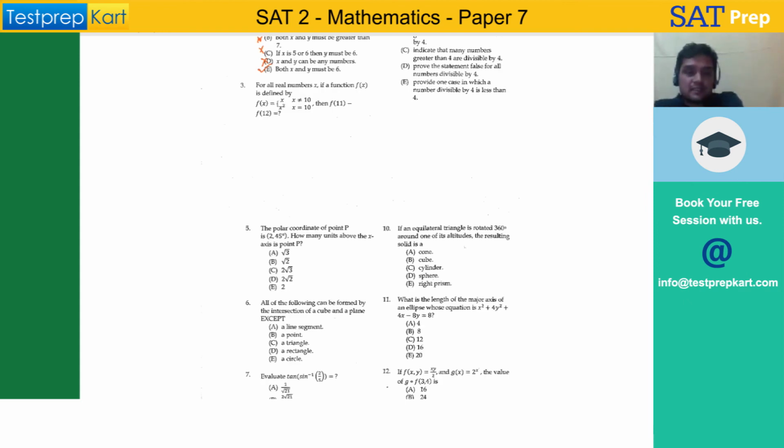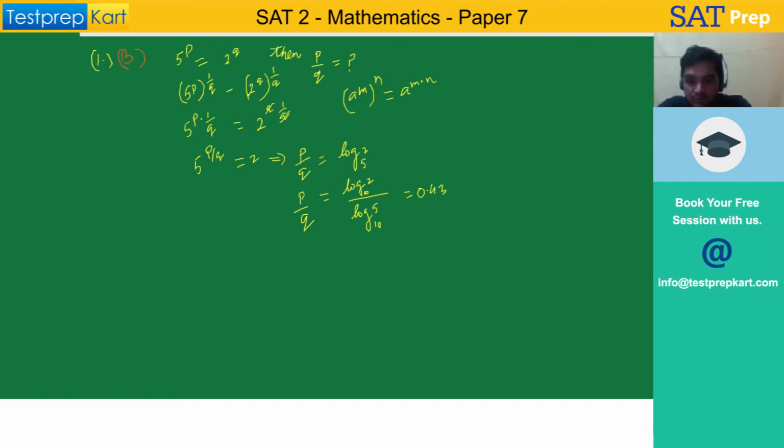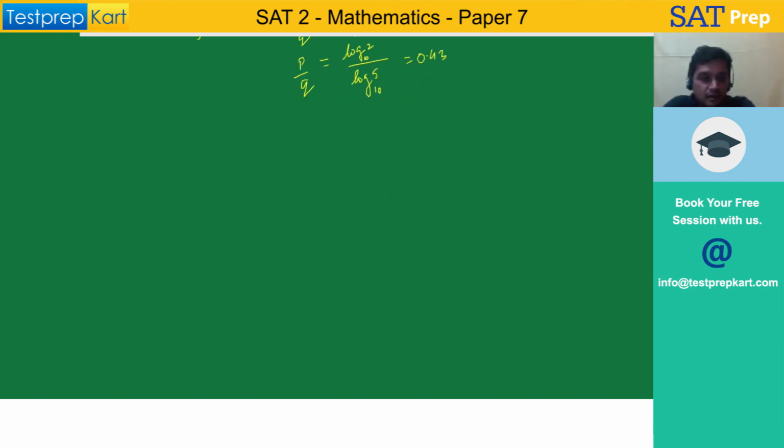For all numbers x, a function f of x is defined by f of x equal to x when x is not equal to 10, and x square when x equals 10. Then find f of 11 minus f of 12. So 11 and 12 are both not equal to 10. We shall discuss this question. Question number 3.